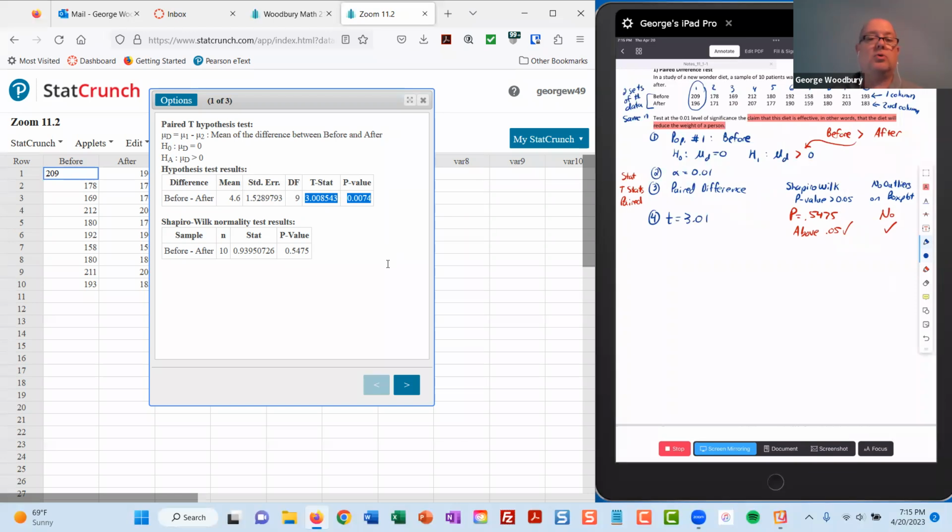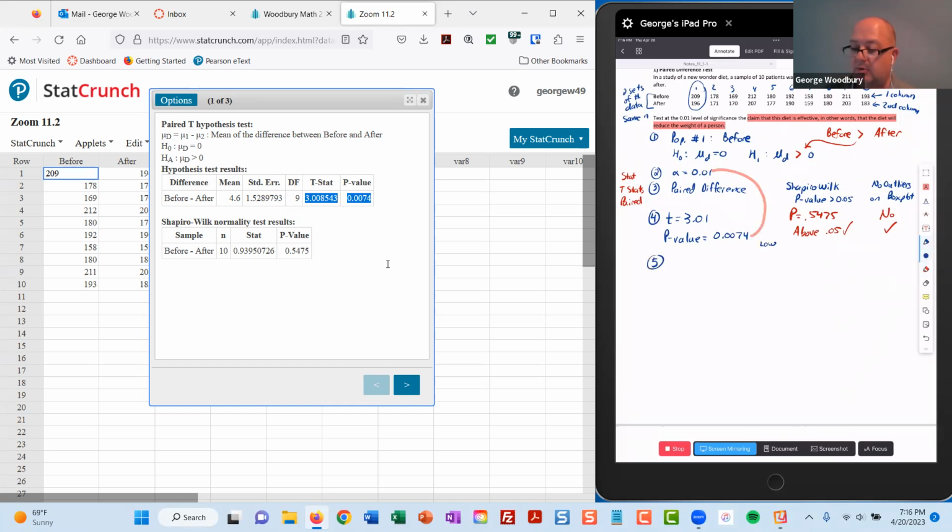That means basically that the before weights are about 3 standard deviations higher than we expected them to be if there was no difference. The p-value is pretty small, 0.0074. If we repeated this experiment 1,000 times, we would expect to see results like this maybe 7 times. And that's unusual. This is a low p-value. If you compare the p-value back to the level of significance, 0.0074 is below 0.01. Once we get to that point, then we go back to everything we learned last week and the week before that.